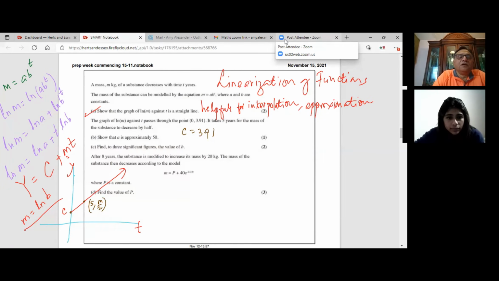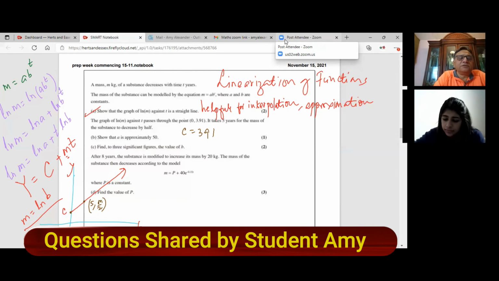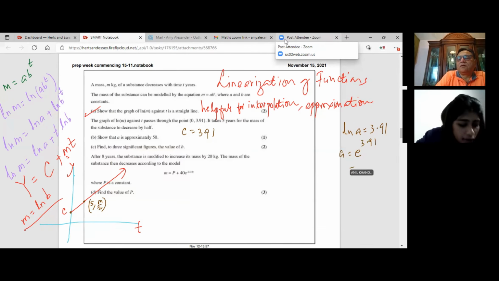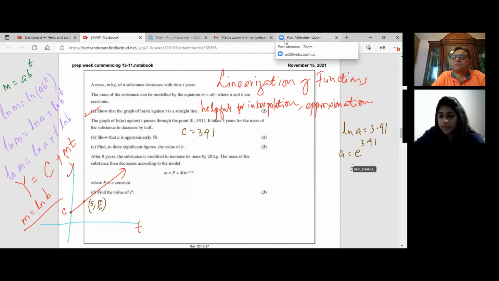Show that A is approximately 50. So we know the value of C, correct? You said ln A equals 3.91. So A must be e to the power of 3.91, right? Can you calculate that? It says 49.898, so 50 approximately.